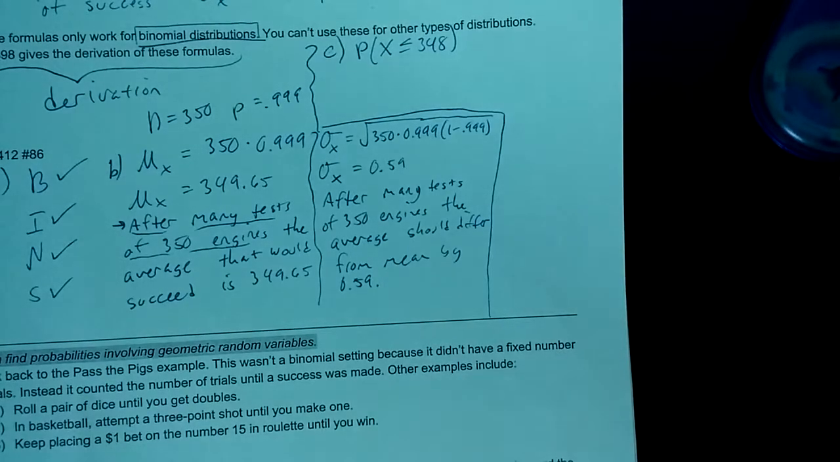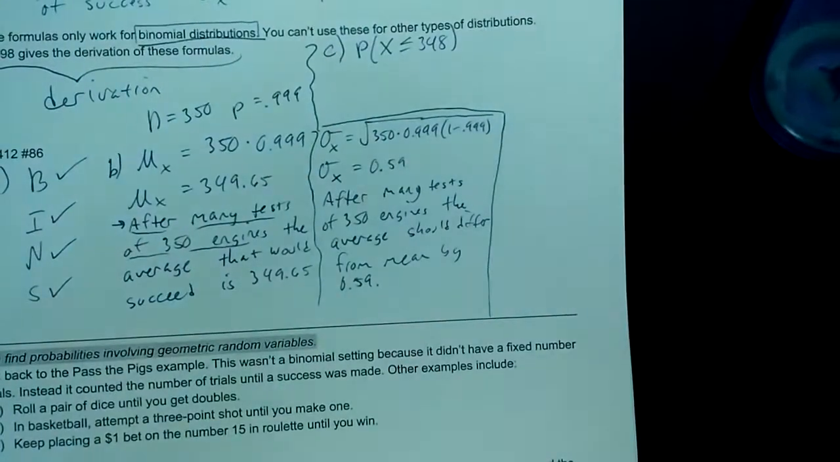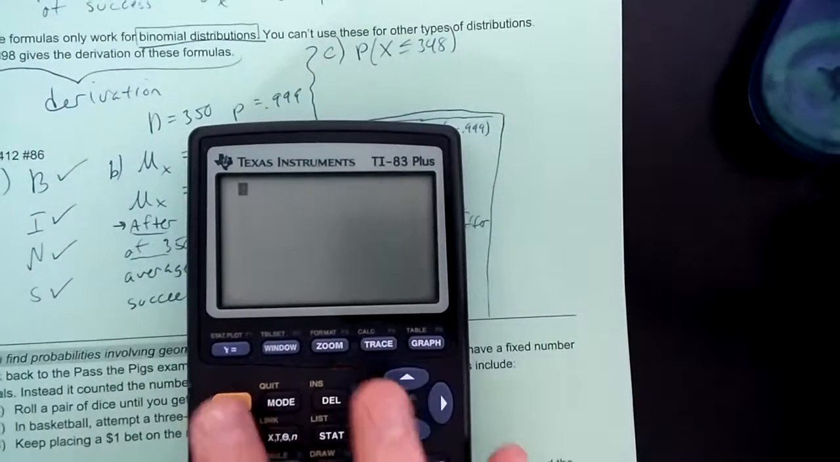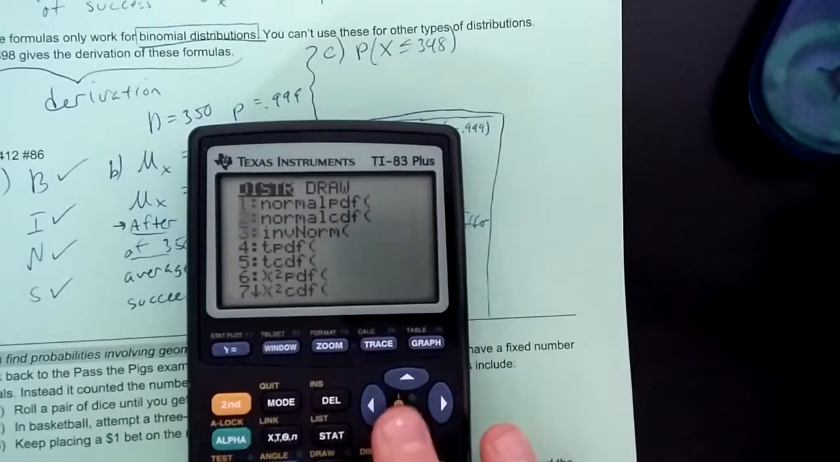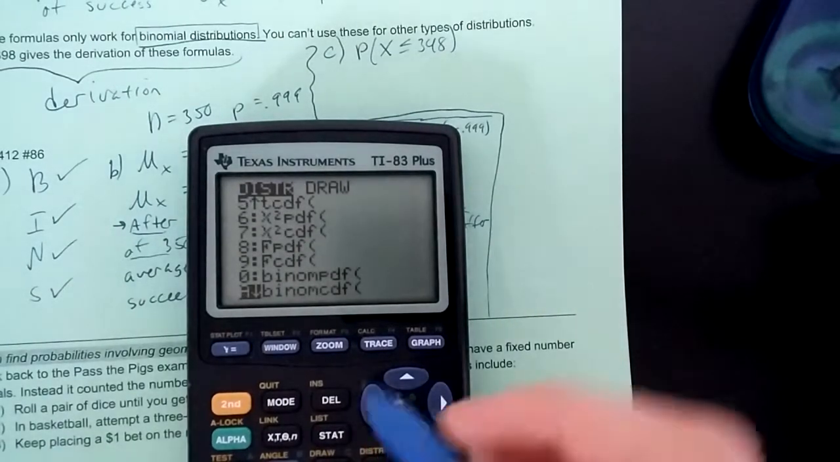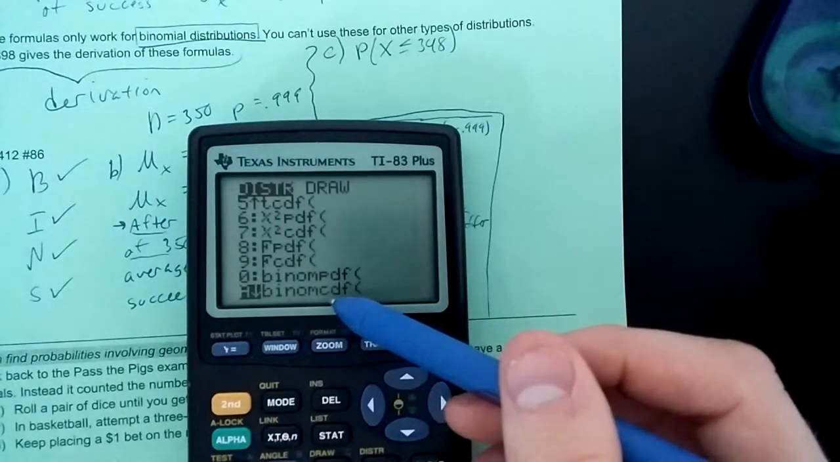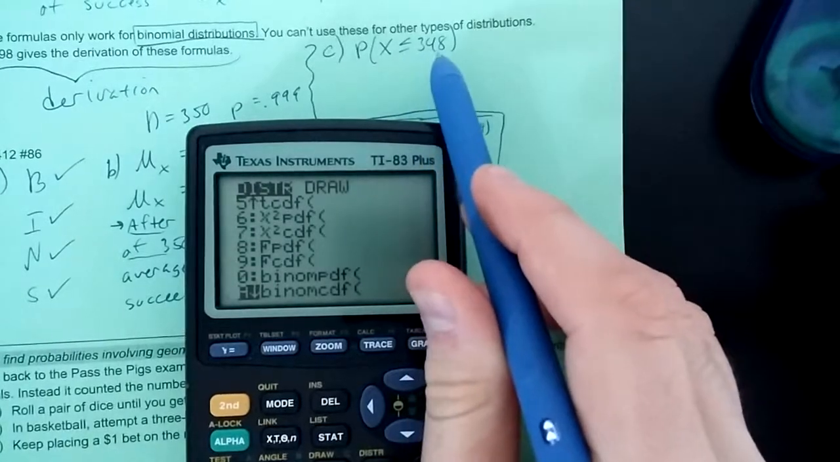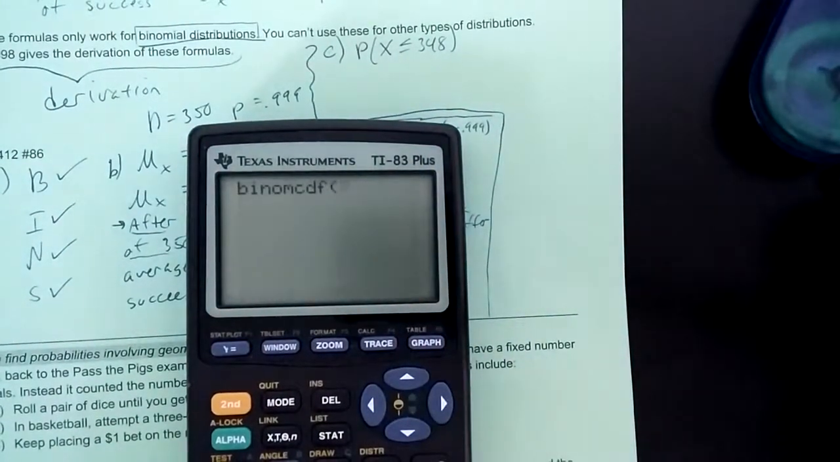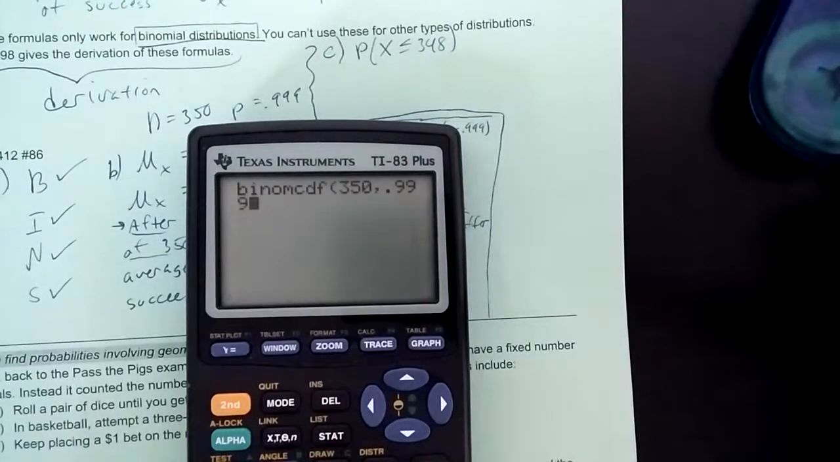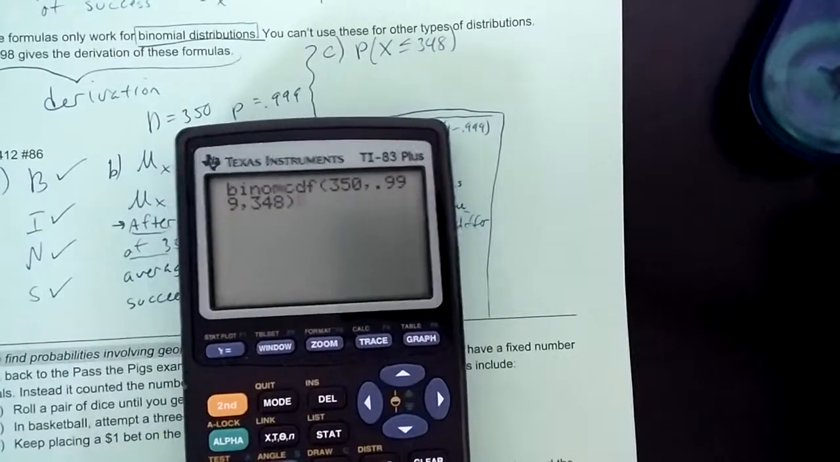So for the probability of less than or equal to 348, we can use our calculator. Since this is binomial, we're going to go to 2nd Vars for distributions and go to binomial. Now there are 2 options here for binomial. There's PDF and there's CDF. You're going to want to choose the one that's cumulative, CDF, because you're doing less than or equal to a number. So you click on that one. N is the first number, 350, comma. Next is the probability of success, 0.999, comma. And then how many successes is the third number, 348.